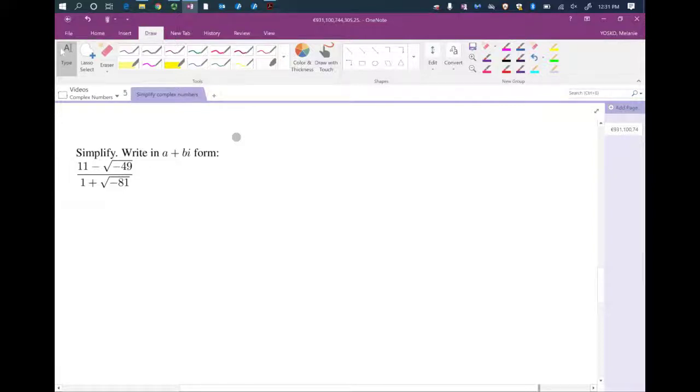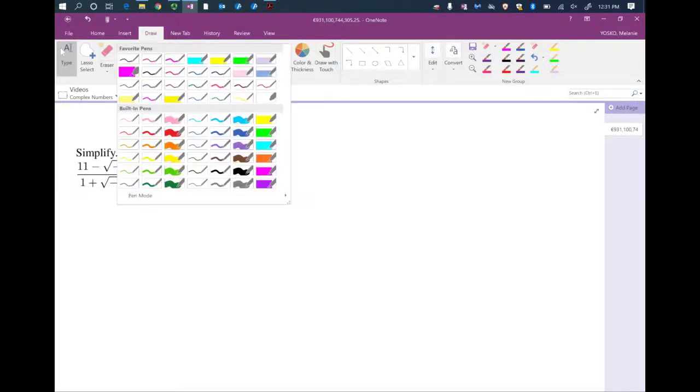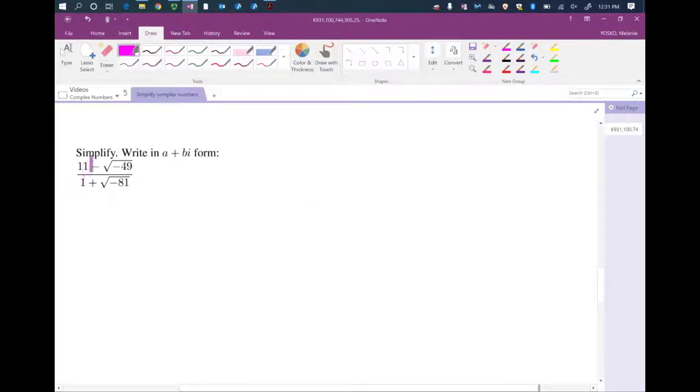Simplify. Write in a plus bi form. Okay, so what do we have here? We have 11 minus the square root of negative 49, and we have 1 plus the square root of negative 81. Okay, so this gives us a hint that we have a complex number here, a plus bi. But we also know that the square root of negative 1 is defined to be i. So recall, the square root of negative 1 we define to be the imaginary number i.